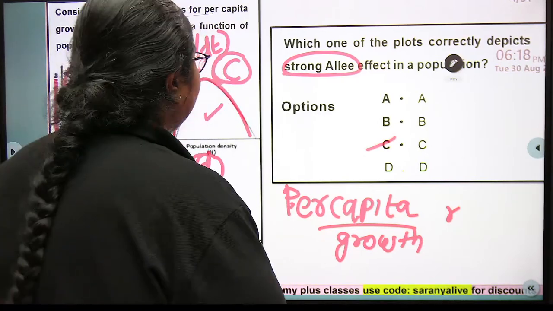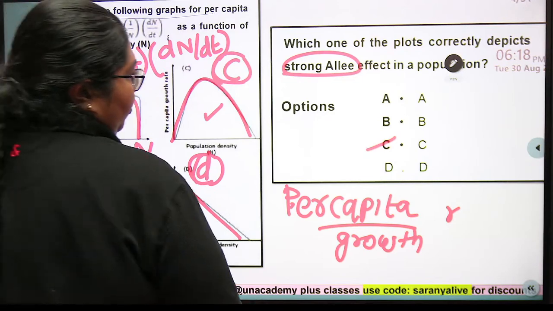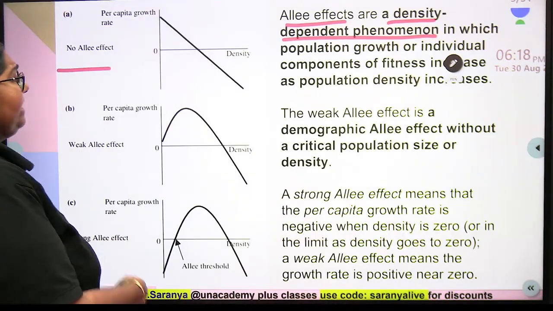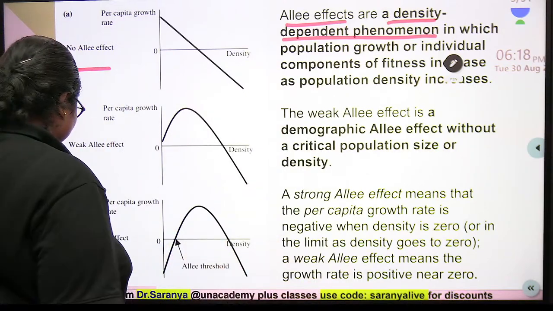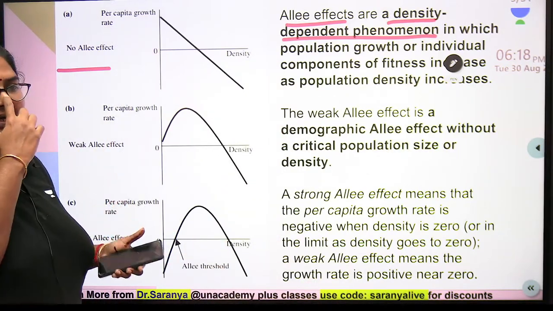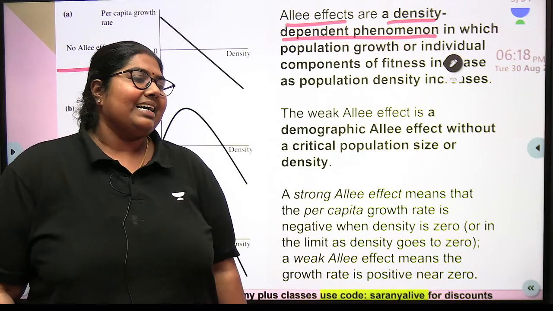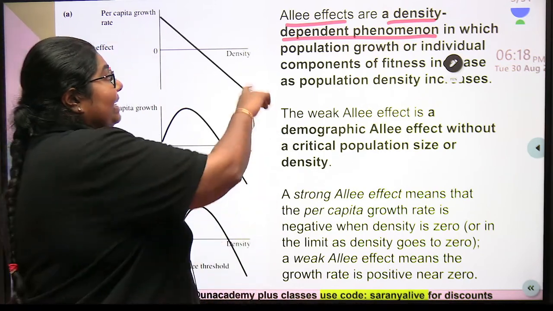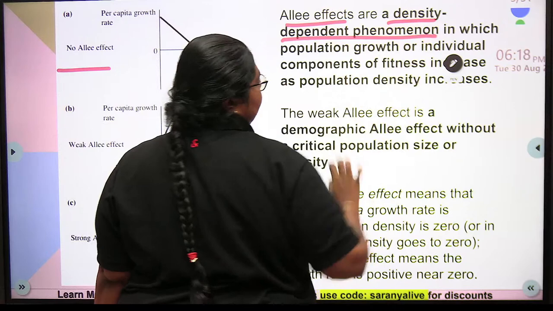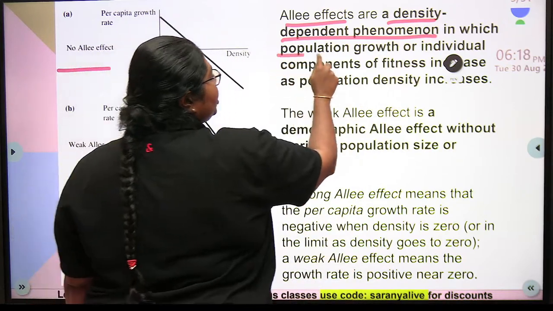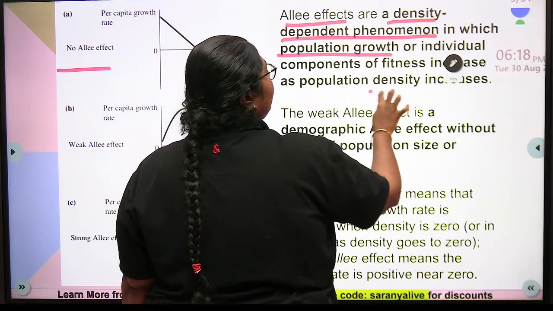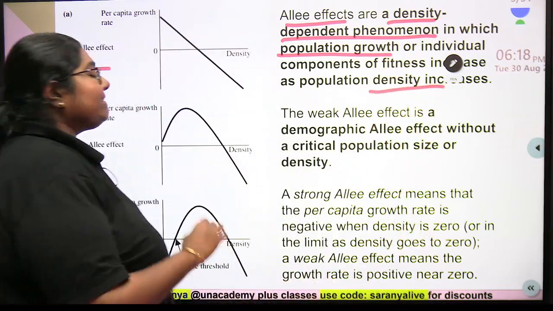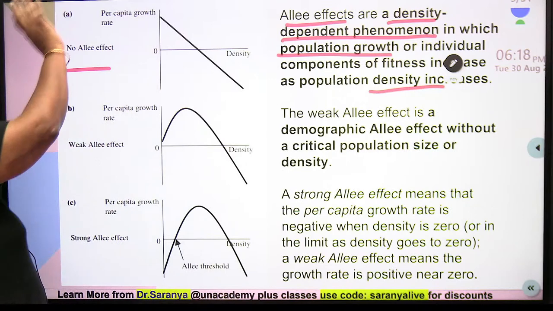If it is a straight line, it is not going to give the proper value. Got it? So that is why I eliminated the B option first. It is independent, so we are going to eliminate that B option first. So the allele effect is always density dependent. The population growth is going to be dependent on the density. If the density is increasing, this effect is also increasing.